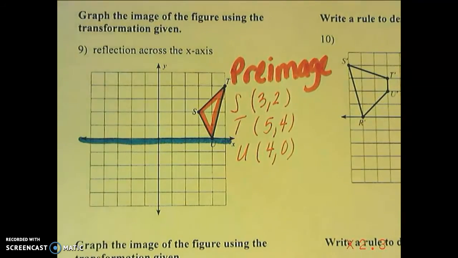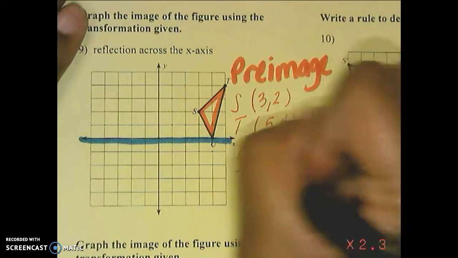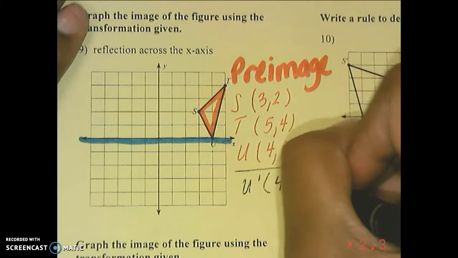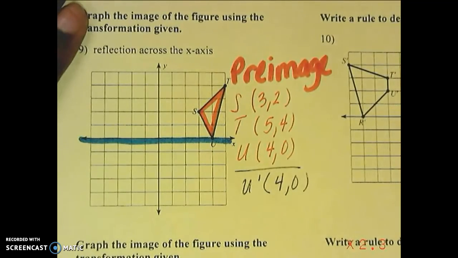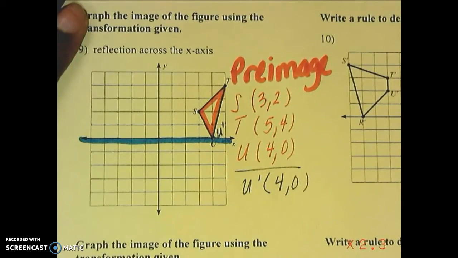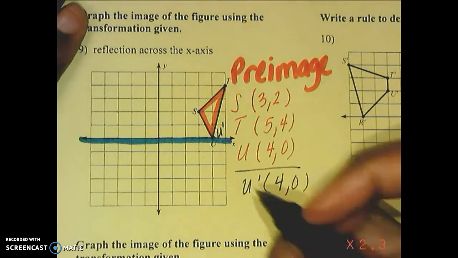So it's no secret. You should already know that since U is on the line, U prime and U are going to share the exact same point. So U and U prime are both there at that location. Remember, a point is just a location in space.